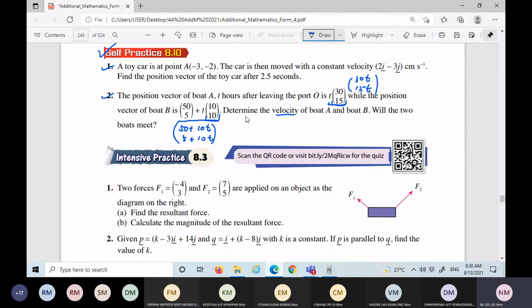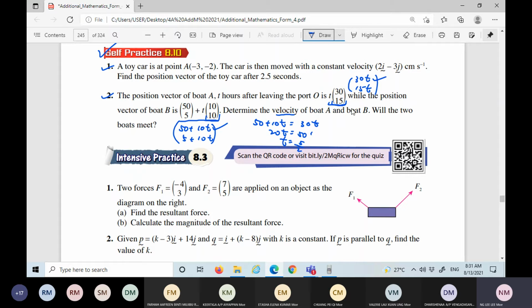You want to know whether the two boats will meet or not, so whether they will come to the same position or not. Let's say you let the x component for boat A and B be equal. You let this and this equal, so here you are getting 20t is equal to 50, and then t is 50 divided by 20, so it's 5/2.